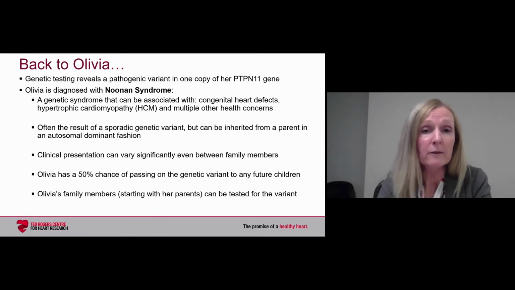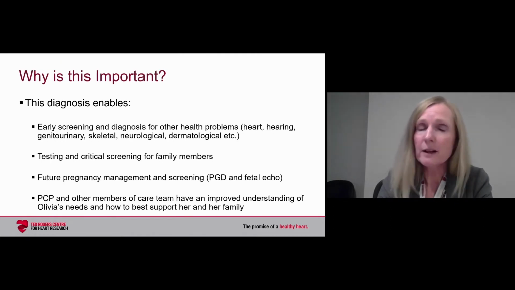And we now know that Olivia's family members, starting with their parents, can be tested for the variant. So, why is all of this information important? And why is it important for her, as well as why is it important for you as her care provider?